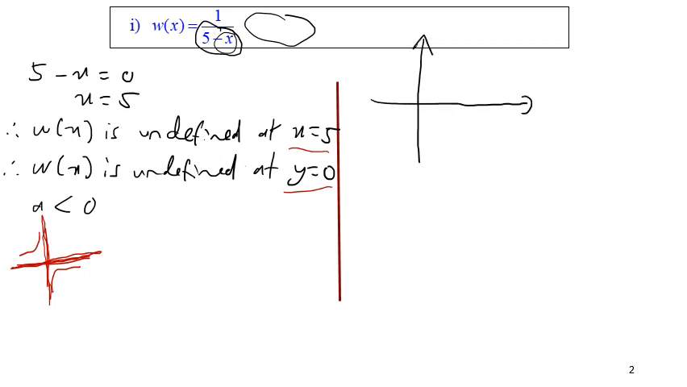And put a dotted line here where the function is undefined at 5. So this is 5, x equals to 5. And then y equals to 0, it is on the x-axis, so no additional line. Then we sketch the graph. So remember, this is the shape of the graph. So we sketch the graph like this and also like this. So this is how we sketch the graph for this function.